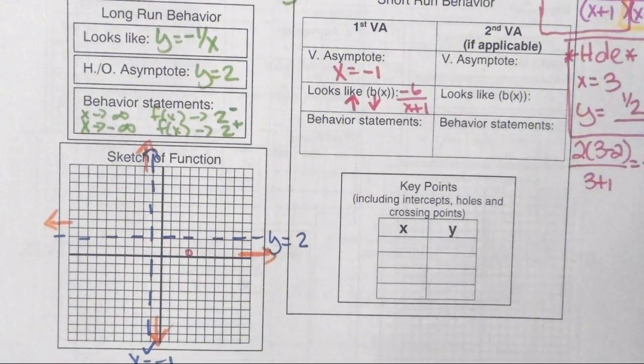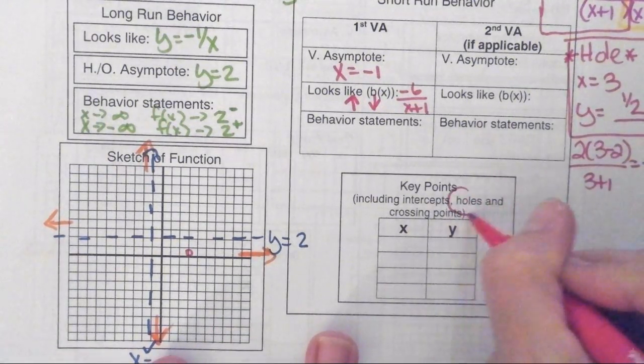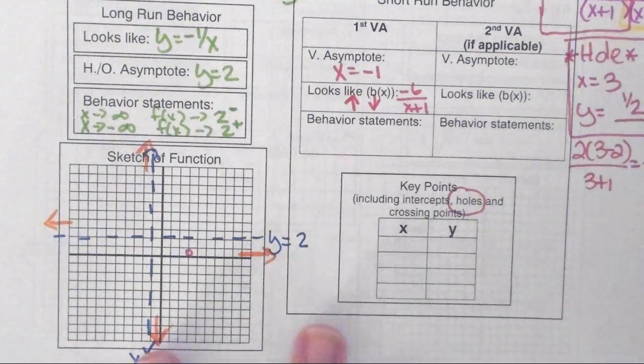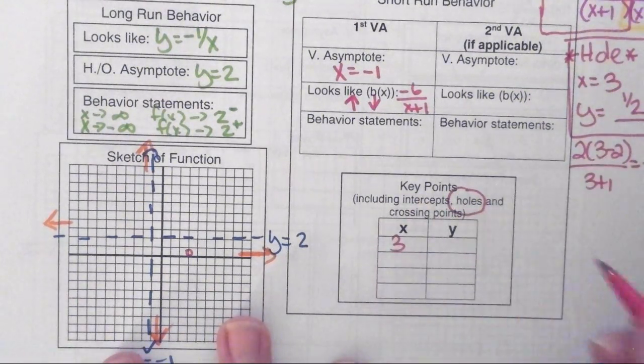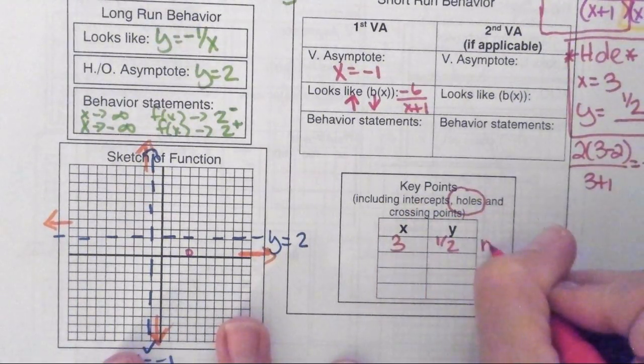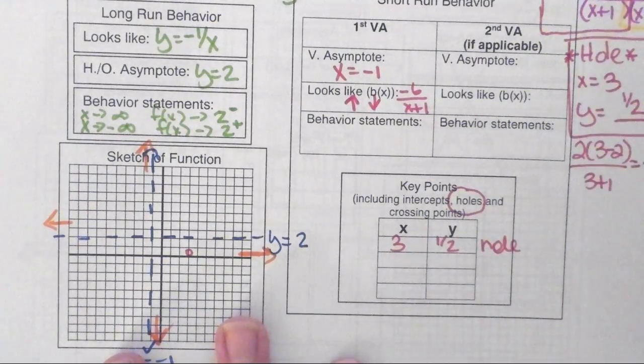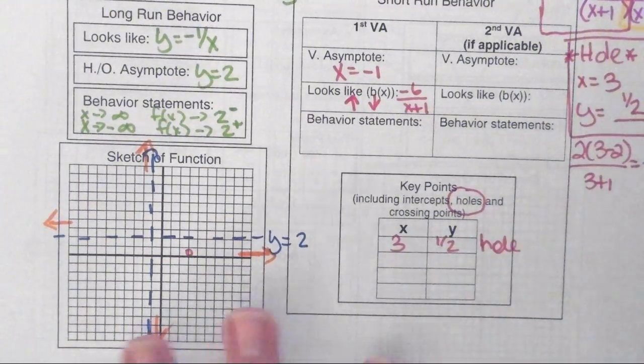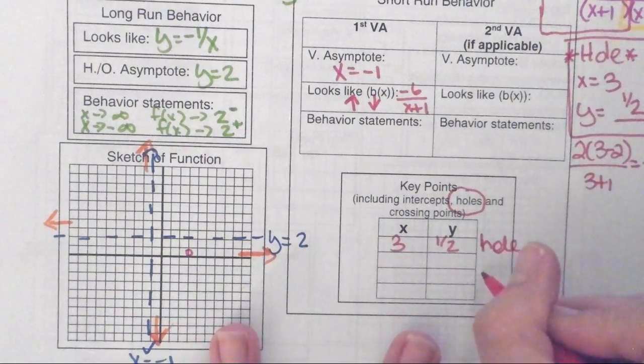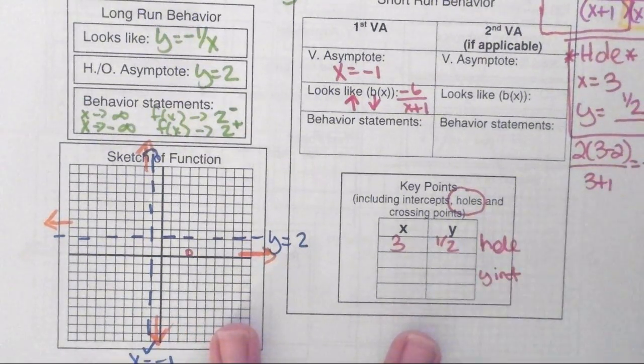Okay, before we can actually sketch it in, we got to go find our important points. One of my important points I wanted was a hole. Did I already find that? Okay, so we said at (3, 1/2), we have a hole. It's the first time I've had one, but we do have one. I need to find my x-intercept and my y-intercept. The y-intercept is always easiest, so I'm going to find that first.